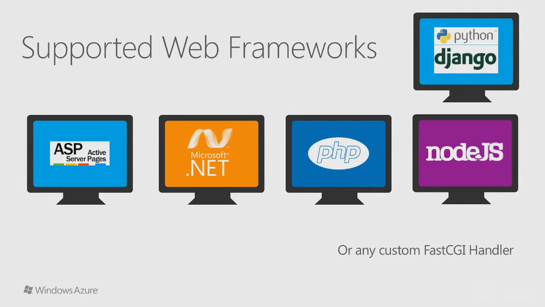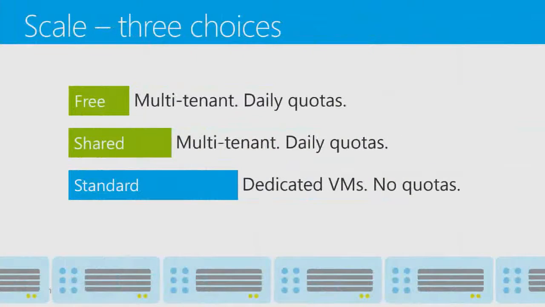However, you can also host a custom fast CGI handler, which can then interface with many other kinds of web frameworks. One of the key features of using Azure Websites is that it provides painless and even automatic scaling as your web traffic load fluctuates. We'll now look at the scaling capabilities in more detail. There are three tiers: free, shared, and standard.